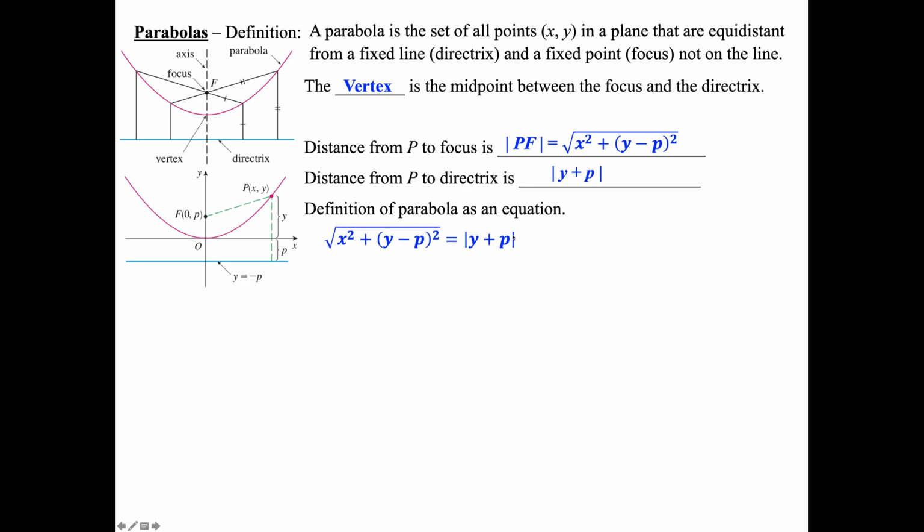So let's square both sides to get rid of our square root. Then we'll FOIL this out. We're going to get some cancellation here because we're going to get a lot of terms that are closely related, since we're squaring a binomial, one with a minus, one with a plus. So x squared plus y squared minus 2py plus p squared equals y squared plus 2py plus p squared. The y squareds are going to cancel. The p squareds are going to cancel, and we're going to add this 2py over to the other side, and now we've just solved for x squared.